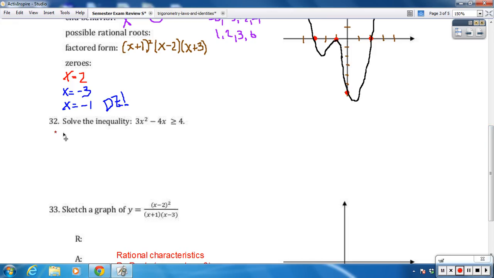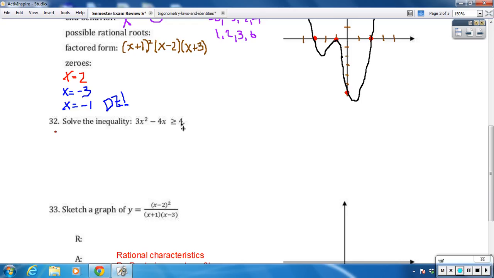I'm going to show you how to work through problem number 32 on the pre-calculus semester 2 final exam review. Number 32 is solving an inequality. Notice it's a quadratic because I have x squared. So I have 3x squared minus 4x is greater than or equal to 4.